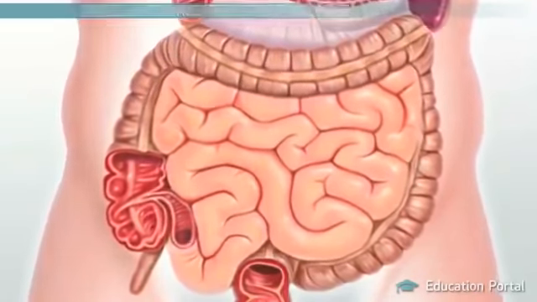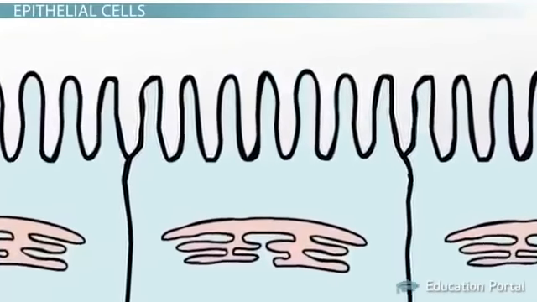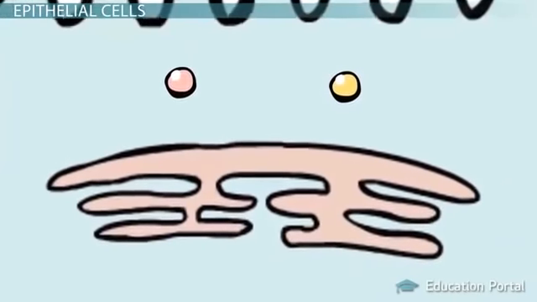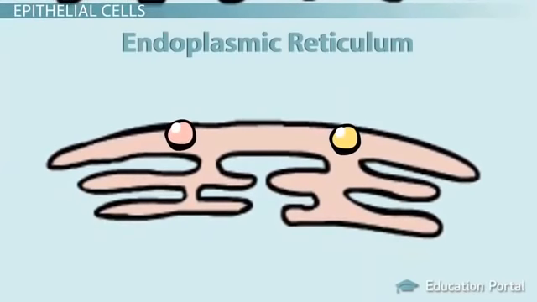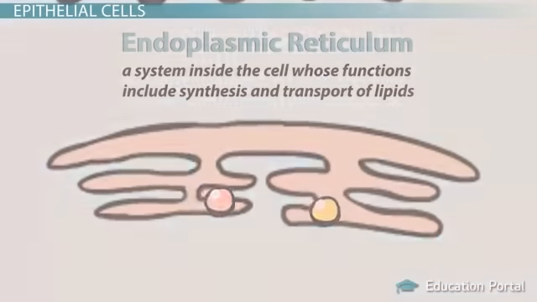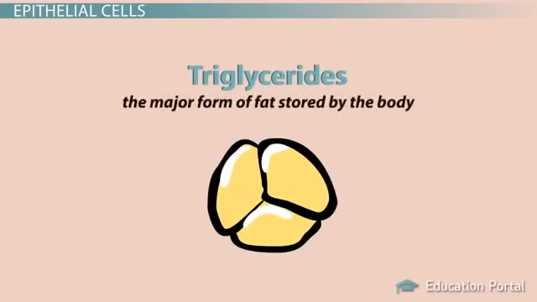Now, absorption takes place through the mucosal lining of the small intestine. And when these products pass through the mucosa, they enter the epithelial cells. Once inside the cells, the free fatty acids and monoglycerides enter the endoplasmic reticulum, which is a system inside the cell whose functions include synthesis and transport of lipids. Here, the digested products are resynthesized into triglycerides. Triglycerides are the major form of fat stored by the body.